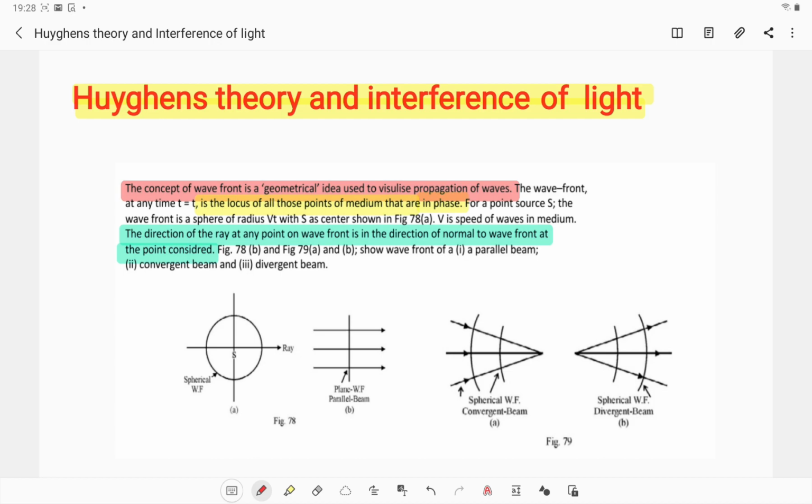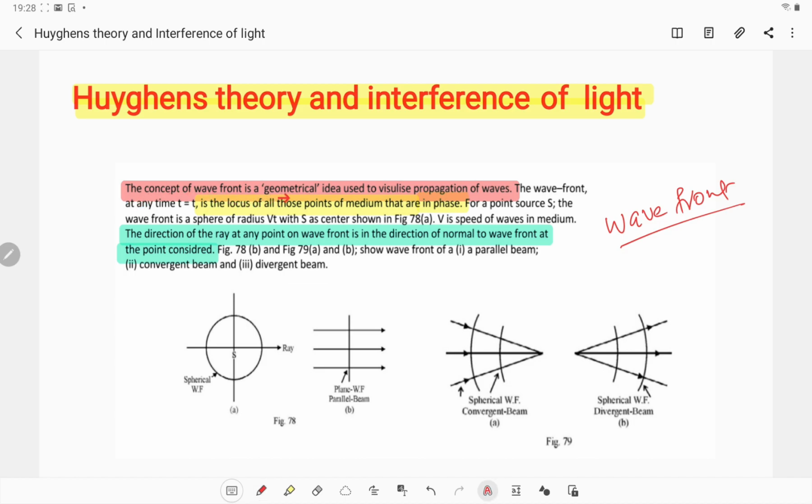Now we are going to discuss Huygens theory and interference of light. Before we move into Huygens theory, first we have to know about wavefront. See, what is wavefront?